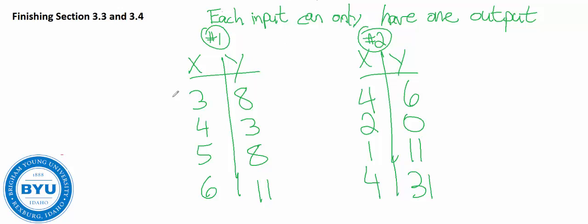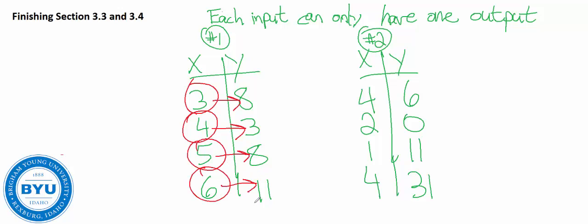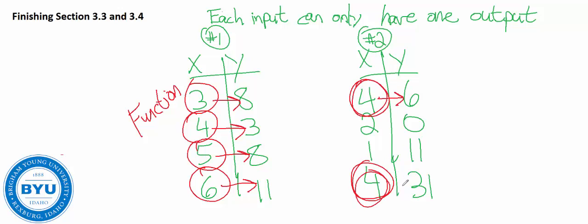Okay, hopefully you saw this. Look, when I push the number 3, I get an 8. That's fine. When I push the number 4, I get a 3. That's great. When I push the number 5, I also get an 8. That's fine. And when I push the number 6, I get an 11. This is a function. It's totally all right. Now, some of you might say, wait, there's two 8s over here. That's fine, because they were different inputs. What's not allowed is here on number 2. Look, when I push the number 4, I get a 6 and a 31 out. You can't do that. This is not a function.